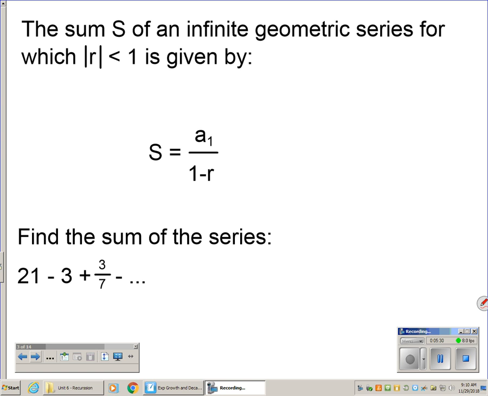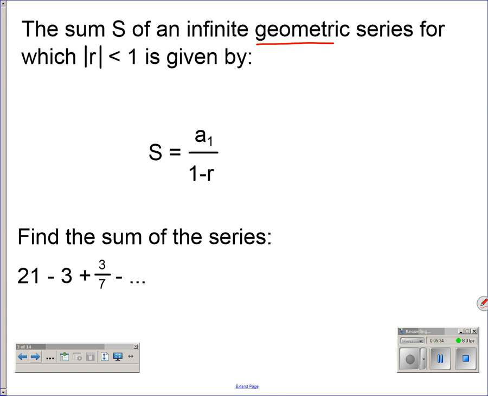You got two things that we're talking about today. They both have to do with a geometric pattern. The first thing, I think this is really pretty cool, is still dealing with sum and series, but we're talking about the sum of an infinite geometric series, an infinite amount of numbers.